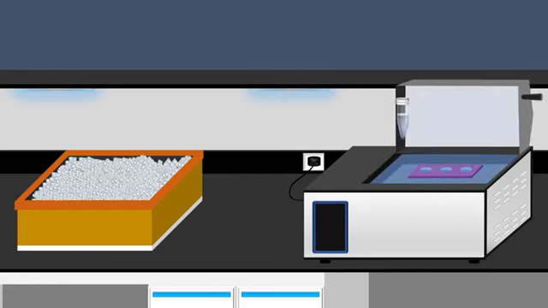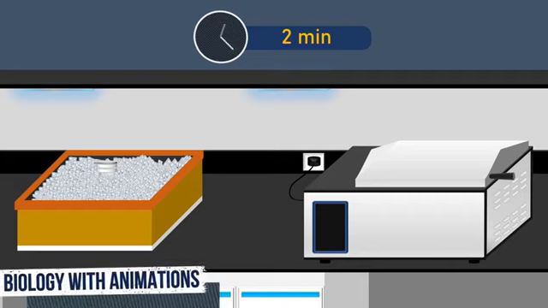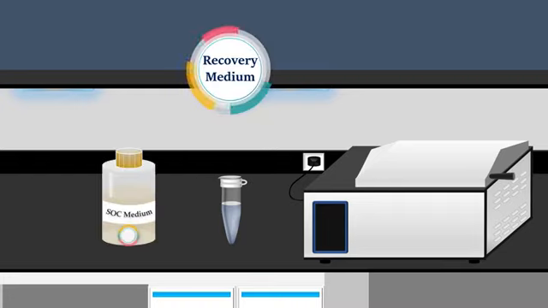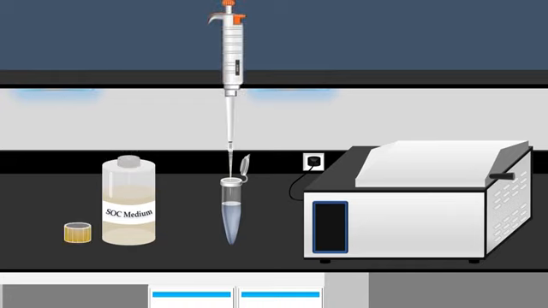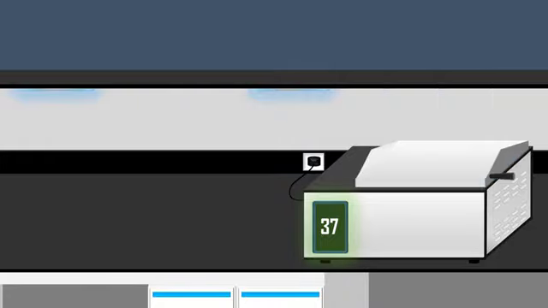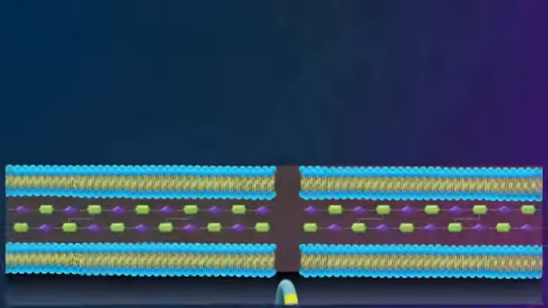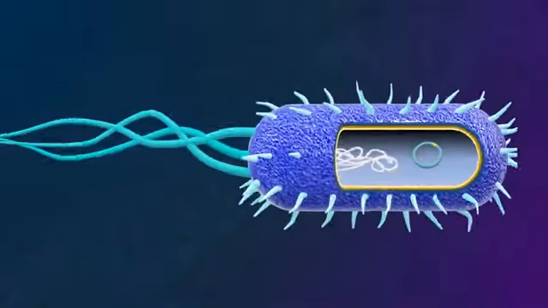Next, the tube is placed back on ice for 2 minutes. The cooling helps the cells recover and secures the plasmid inside the cell. Once the transformation steps are completed, the tube is removed and a recovery medium enriched with amino acids, vitamins, and sugars is added to the treated bacterial cells. Then the tube is incubated at 37 degrees Celsius for 1 hour. The SOC nutrient-rich environment is designed to create a conducive setting for cell recovery.